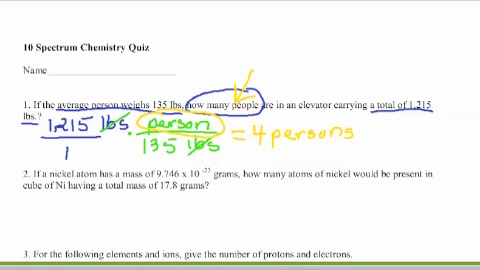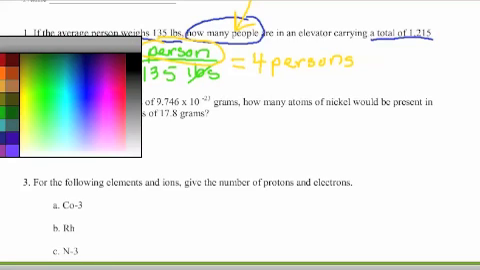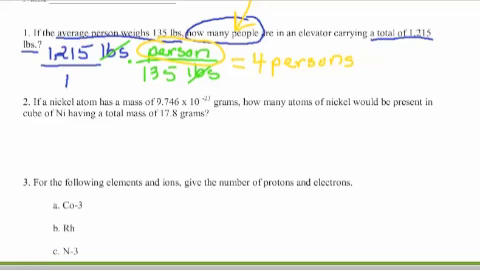Looking at the second problem, and this is the one that we had a little grief with on the quiz, let's just go through the 4 steps. If a nickel atom has a mass of 9.746 times 10 to the negative 23 grams, how many atoms of nickel would be present in a cube of nickel having a total mass of 17.8 grams? Step 1, I read it all the way through. Yay! Step 2, I need to identify the starting place.